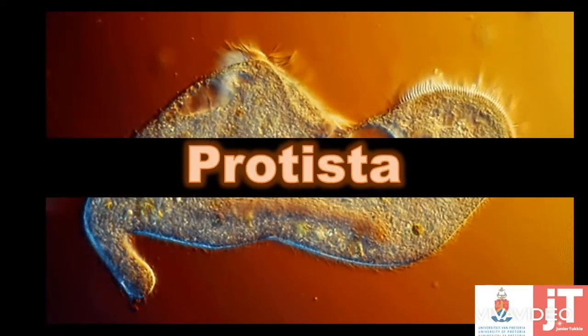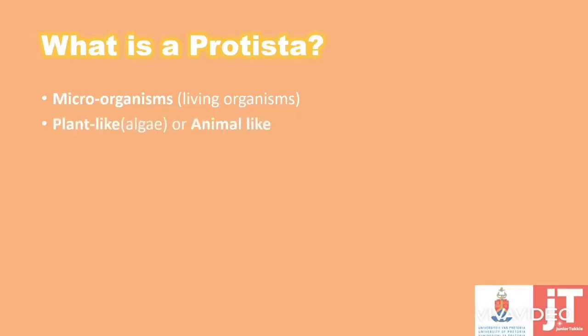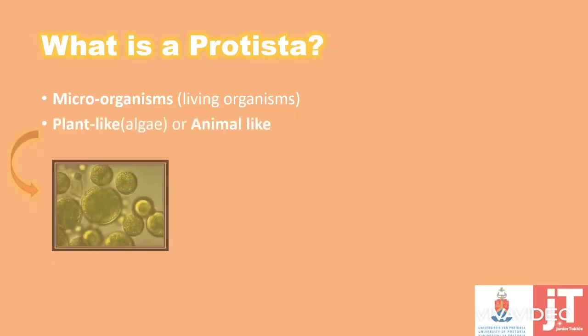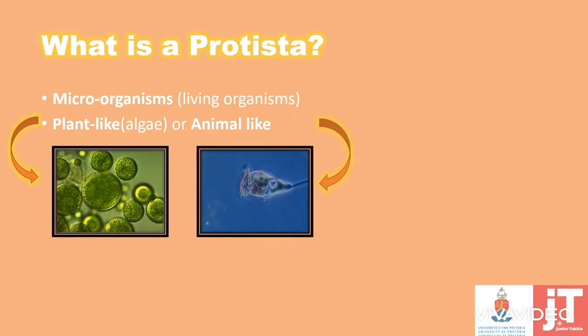So what is a protist? These are also known as microorganisms, as they are known to be living organisms. Some of these are plant-like, like algae, and others are animal-like. Most of the protozoa are known to be pathogenic, where they can cause diseases, which can be deadly.